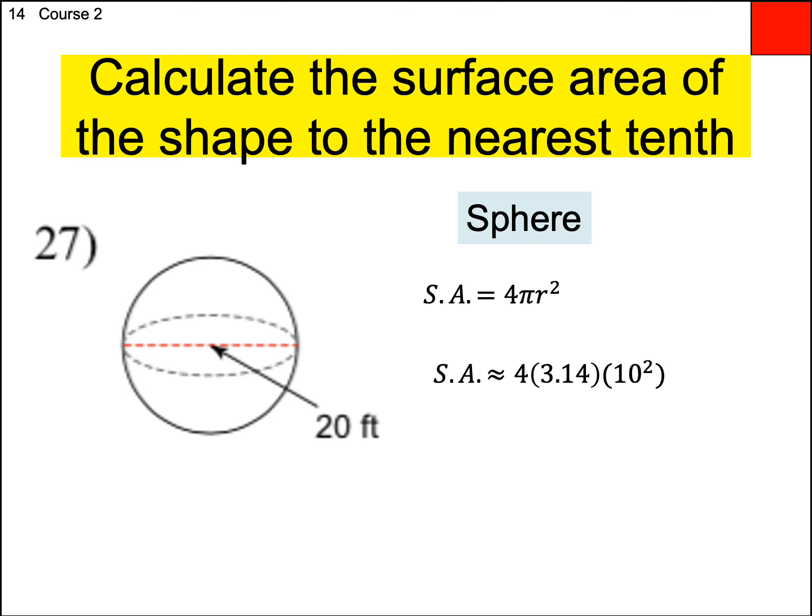Okay, type that into your calculator. With a dumb calculator, 10 times 10 is 100. So 4 times 3.14 times 100. Final answer, 1,256 square feet. That was a lot of work today.